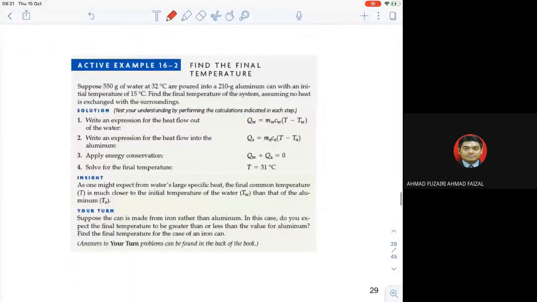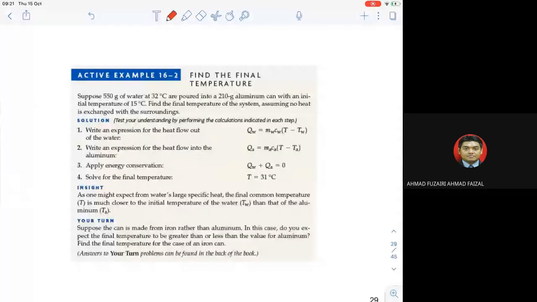So this one is a very good example. Suppose 550 gram of water at 32 degrees Celsius are poured into a 210 gram aluminium can with an initial temperature 15 degrees Celsius. Find the final temperature of the system, assuming no heat is exchanged with the surroundings. So this is where no heat is exchanged. Maybe this part where you should learn about calorimeter.